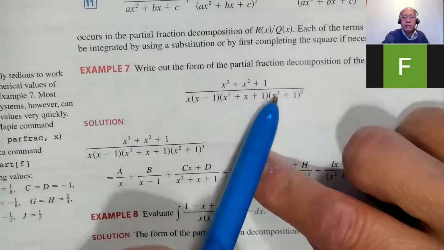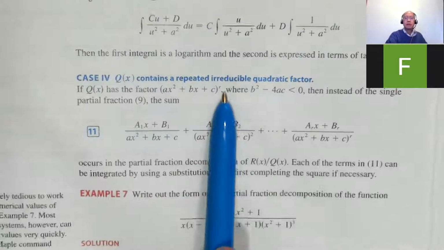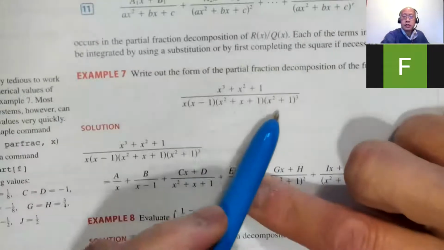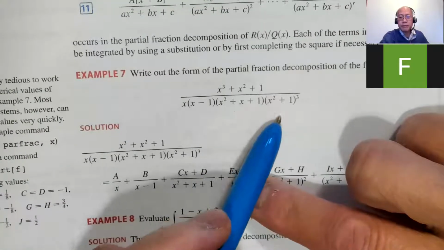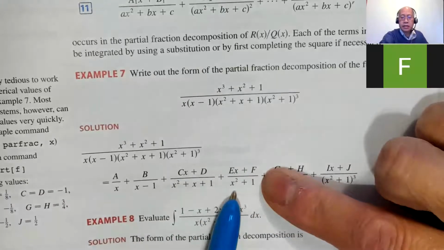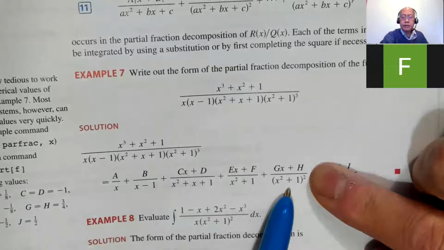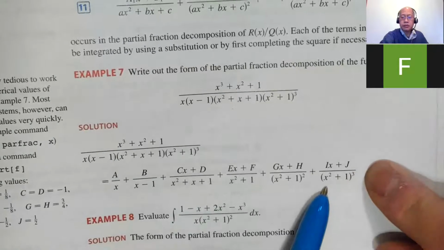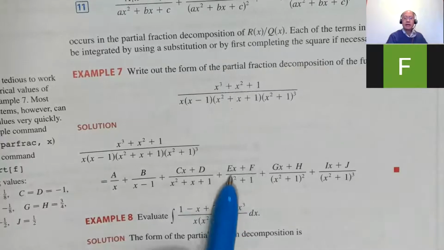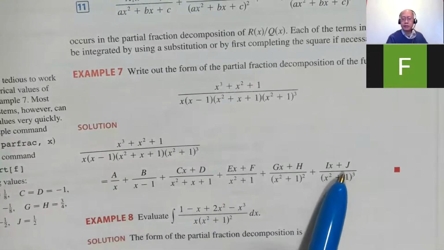And now, repeated irreducible quadratic. Irreducible quadratic, repeated. Okay, so this is where I kind of combine part 2 and 3. For x squared plus 1 cubed, I'm going to put x squared plus 1, x squared plus 1 squared, x squared plus 1 cubed. And look what they've got on top: ex plus f, gx plus h, ix plus j. Theoretically, you never run out of letters.